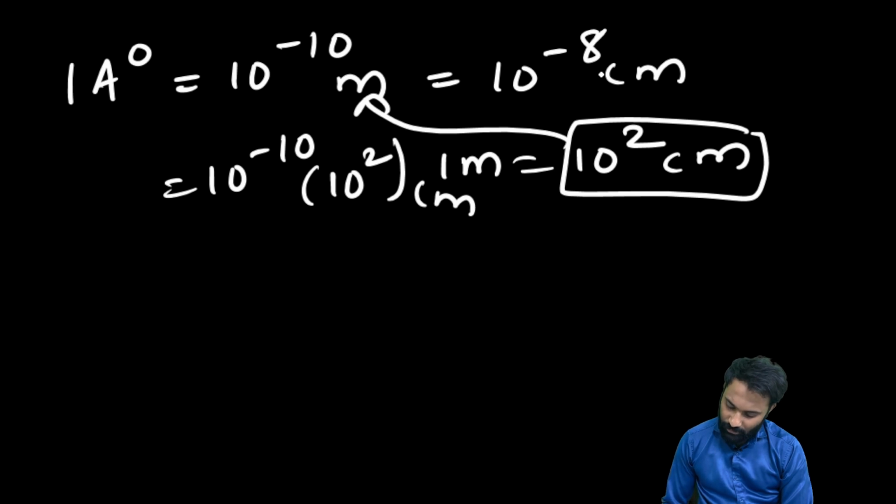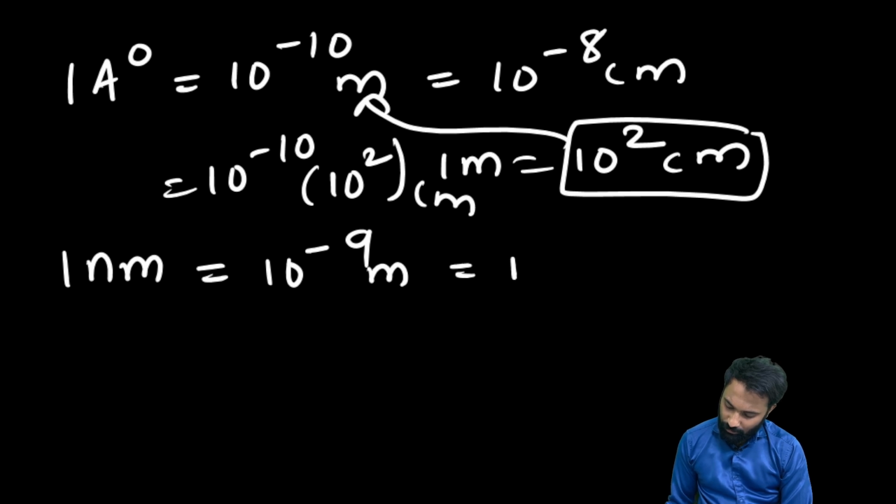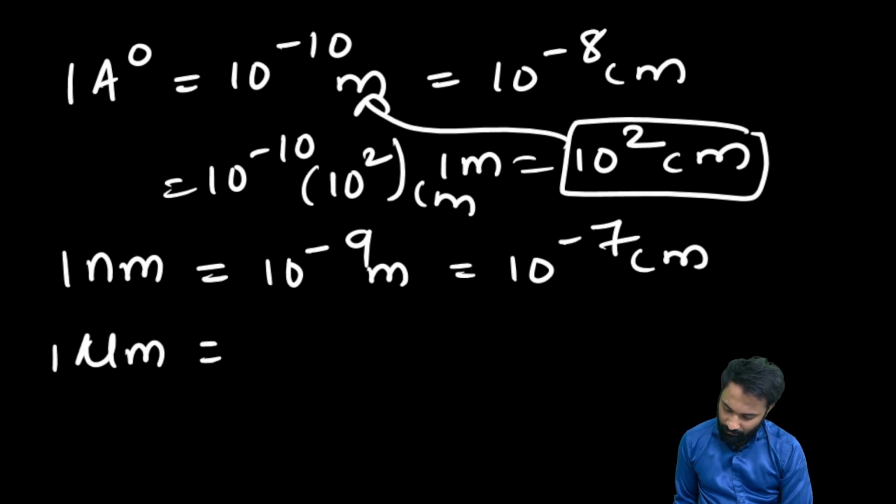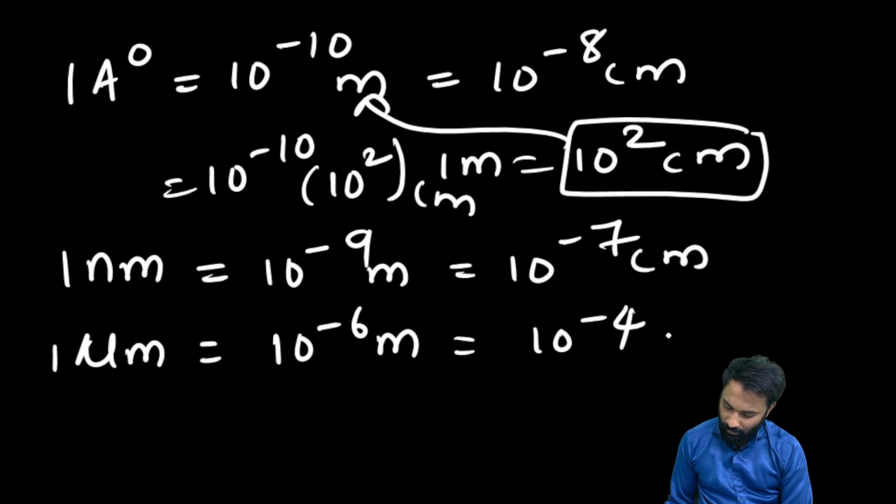Then it will become 10 to the power minus 8 centimeter. Okay. Next one is 1 nanometer. 1 nanometer will be equal to 10 to the power minus 9 meter and 10 to the power minus 7 centimeter. Clear? Next one, 1 micrometer will be equal to 10 to the power minus 6 meter and 10 to the power minus 4 centimeter.